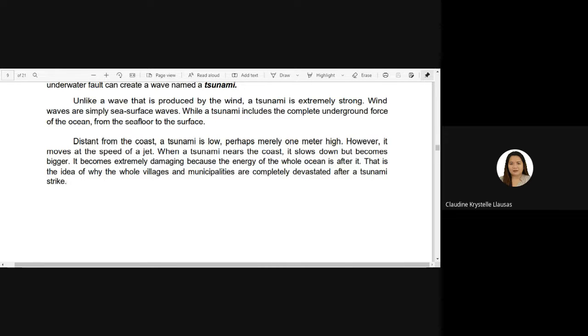However, it becomes extremely damaging because the energy of the whole ocean is behind it. That is the idea of why whole villages and municipalities are completely devastated after a tsunami strike. Dili lang siya balay ang maguba. No. When a tsunami strikes a certain area, it usually takes a whole village or a whole municipality nga maguba. Kay dako man kayo siya nga balod. Kasabtan?